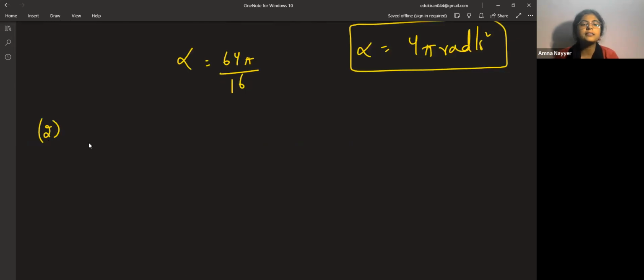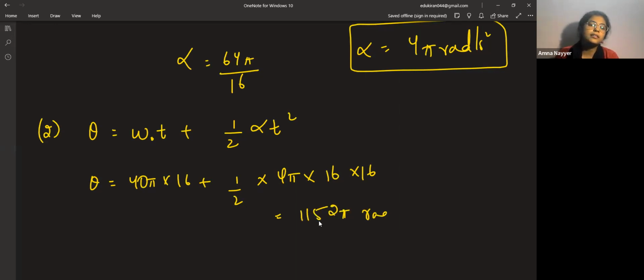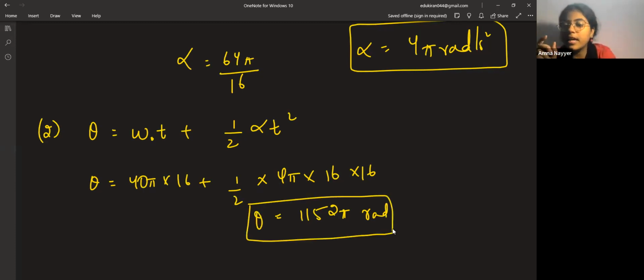See, for the second part, use that equation, S is equal to ut plus half at square. So this becomes theta is equal to omega naught t plus half alpha t square. So theta will be 40 pi into 16 plus half, alpha we have calculated 4 pi, into 16 into 16. This is equal to 1152 pi radian. This is the value of theta. This is the angle made.